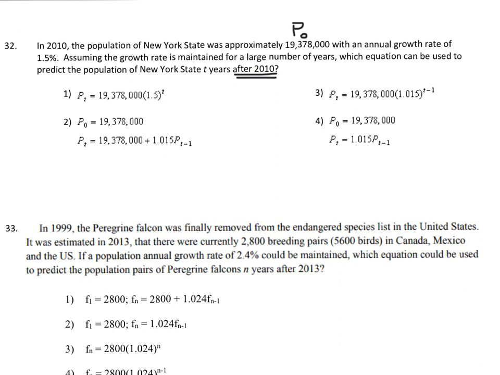P sub 1, I'll just do it off to the side here. P sub 1 would be equal to the population in 2010 times 1 plus the growth rate. And the growth rate, since it's 1.5%, remember we would have to move the decimal place back twice. So your growth rate, if you move this decimal place back twice, would be 0.015.